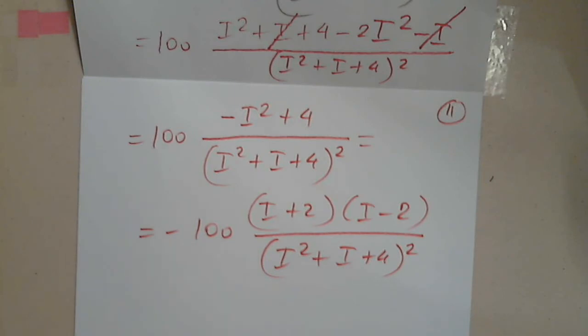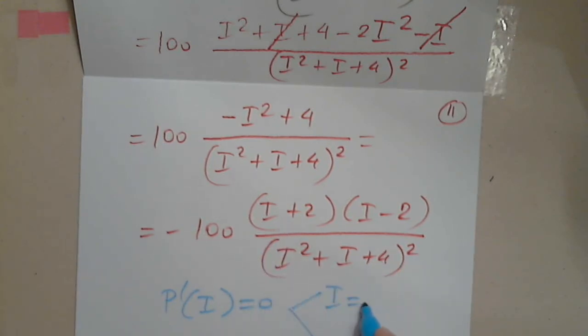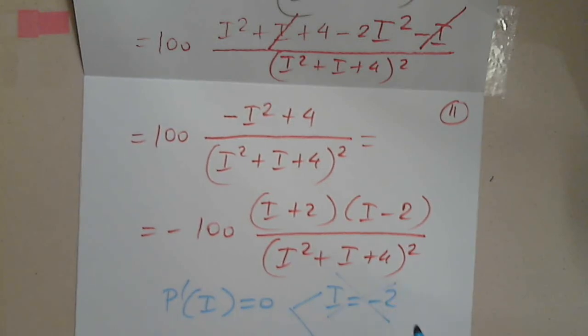I will set it equal to 0. So P prime of I equal to 0. This can never be 0. It has imaginary solutions, so this is always positive, not 0. So there are two options, but I don't expect this to be an option. So I equals 2, thousands of foot candles.